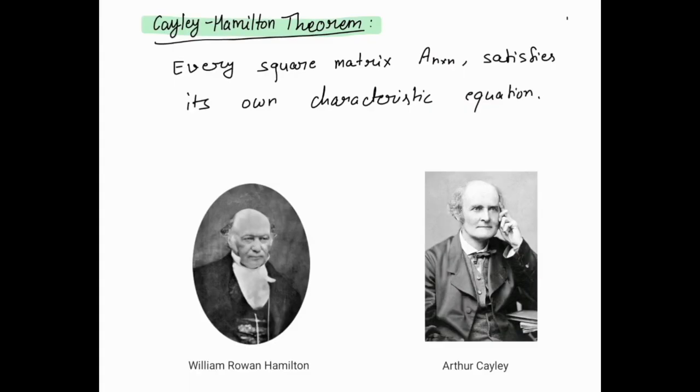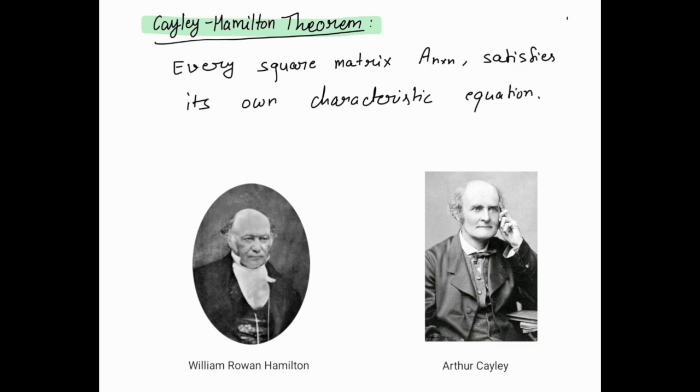So today we are going to study the Cayley-Hamilton theorem. This theorem was given by William Rowan Hamilton and Arthur Cayley. It says that every square matrix A satisfies its own characteristic equation.